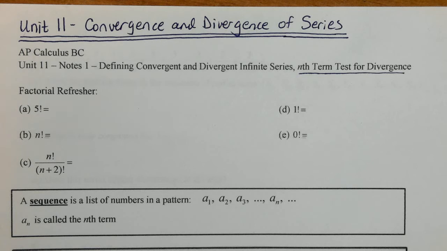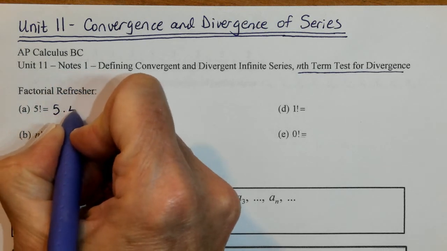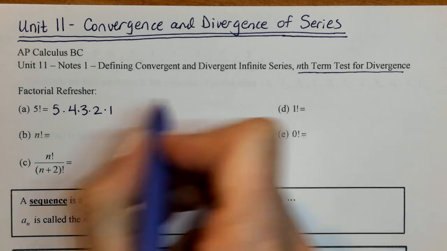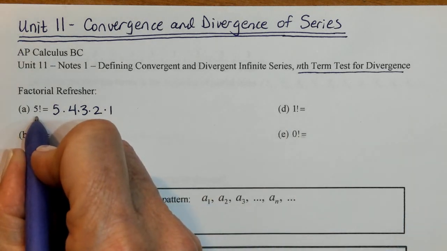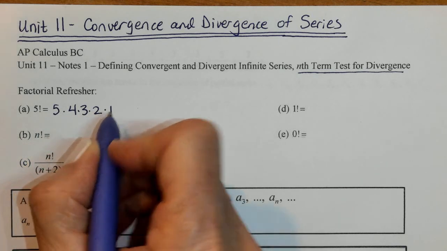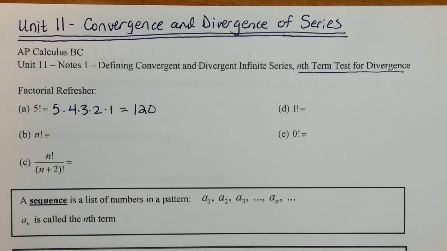So let's begin by reminding ourselves about factorials. We're going to have a lot of factorials in this unit and in our next unit as well. So let's remind ourselves how a factorial works. If we have 5 factorial, that means we're multiplying 5 times 4 times 3 times 2 times 1. So it's a product of 5 times the next integer lower times the next integer lower all the way down to 1. And if we were to multiply all that out, you would find that that is 120.